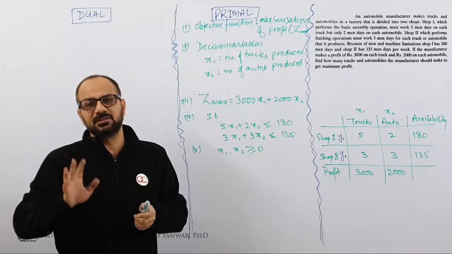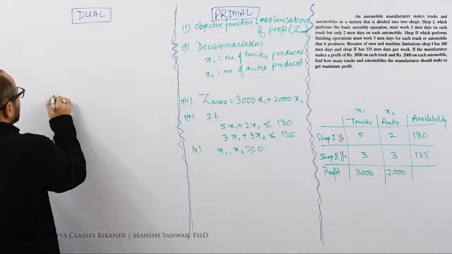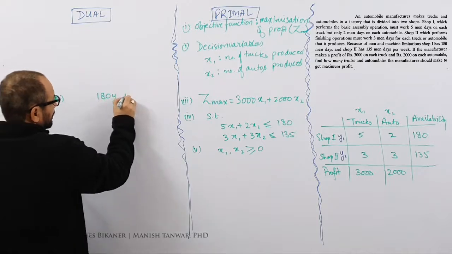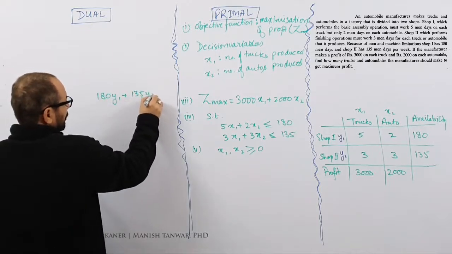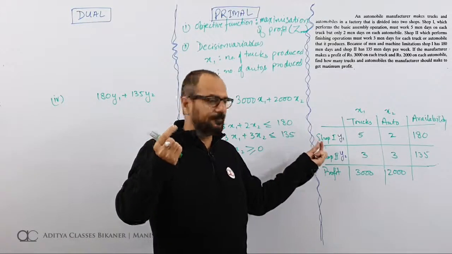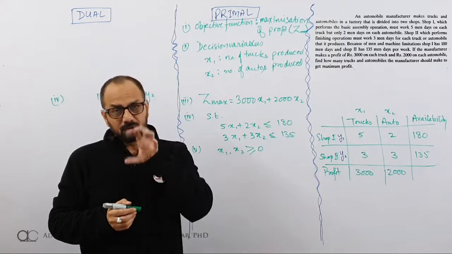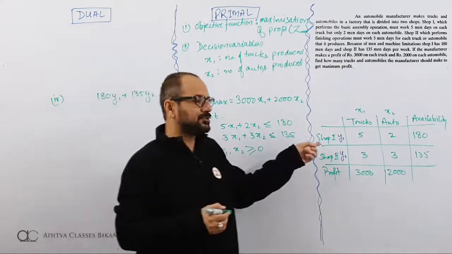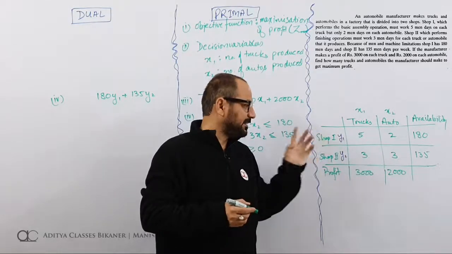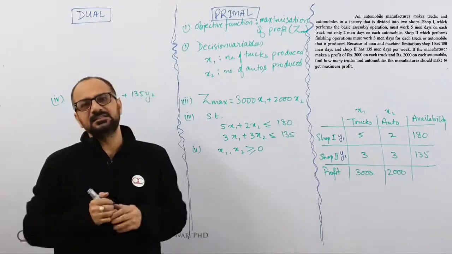If that investor is logical, if the calculations are logical, then what is he investing? 180 multiplied by Y1 plus 135 multiplied by Y2. Y1 is per Mende, Y2 is per Mende. So the total that he would be investing in shop 1 is 180 multiplied by Y1. The total payment he needs to make at shop 2 would be 135 multiplied by Y2. His idea would be to minimize these investments.